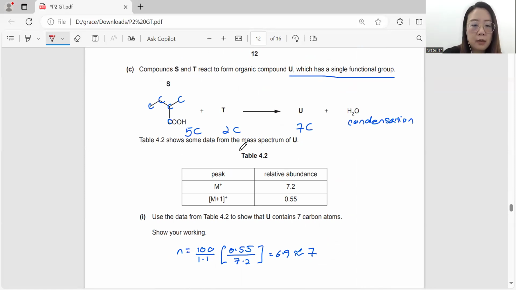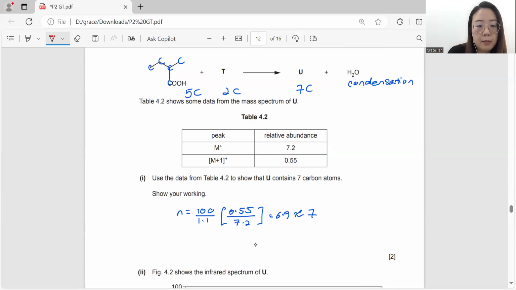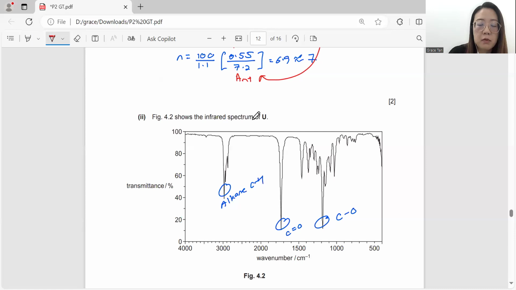So use the data given in table 4.2 to show that U contains 7 carbon. The formula, hope you memorize it, 100 divided by 1.1 times the abundance of M plus 1 divided by the abundance of M plus. So you put this number here, you put the number at the bottom here. So you calculate 6.9, which is close to 7. So we prove that it is 7. So that's why I put here 7 carbon. U is 7 carbon. Okay. Now, figure 4.2 shows the infrared spectrum of U. So where is U?